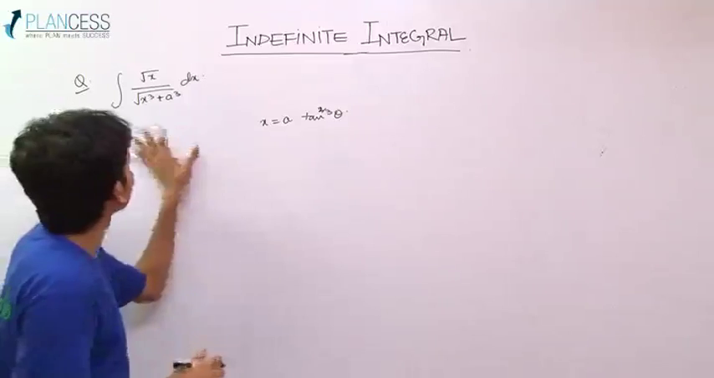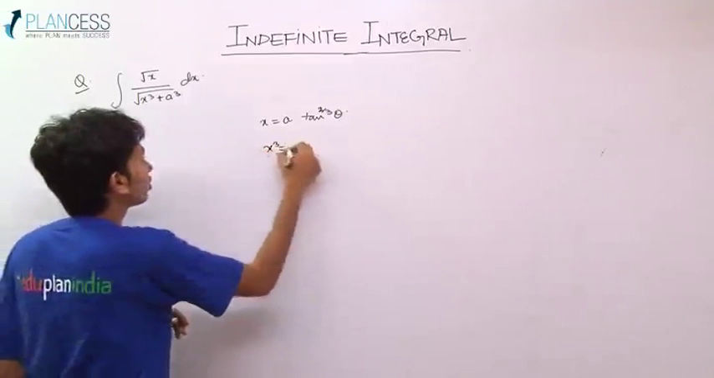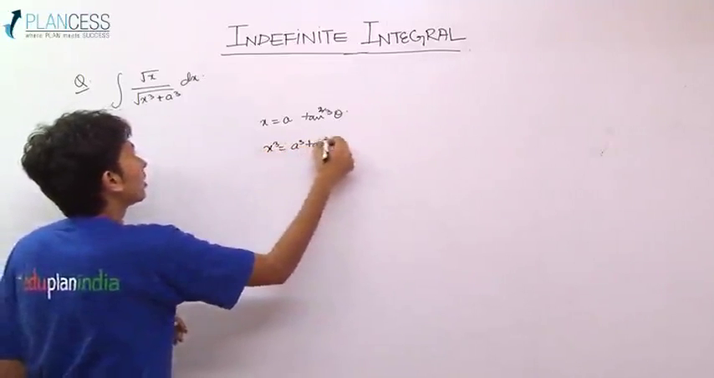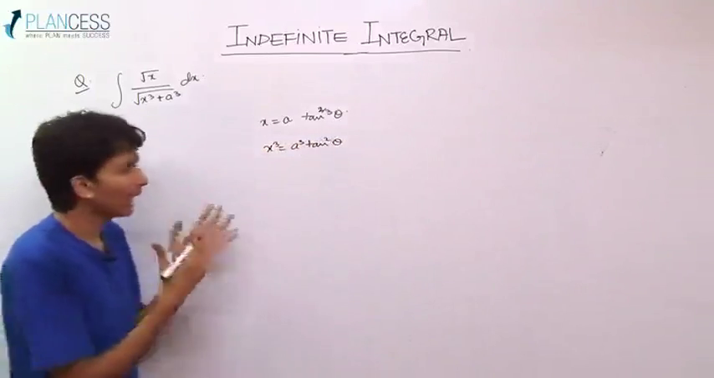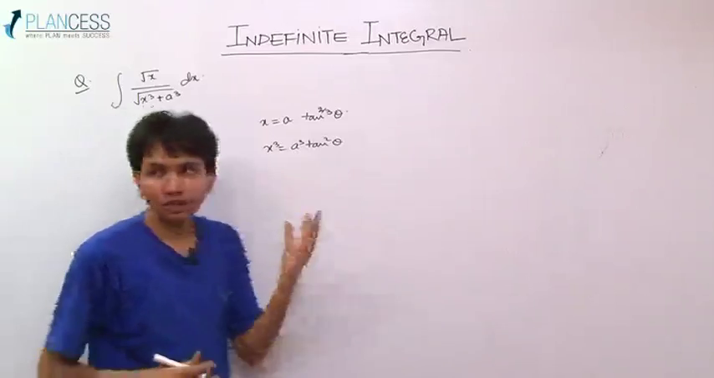Okay, on cubing this, we will have x cube is equal to a cube tan square theta, and then adding a cube, and maybe you will get something. I haven't tried this way, so you can try it for yourself.